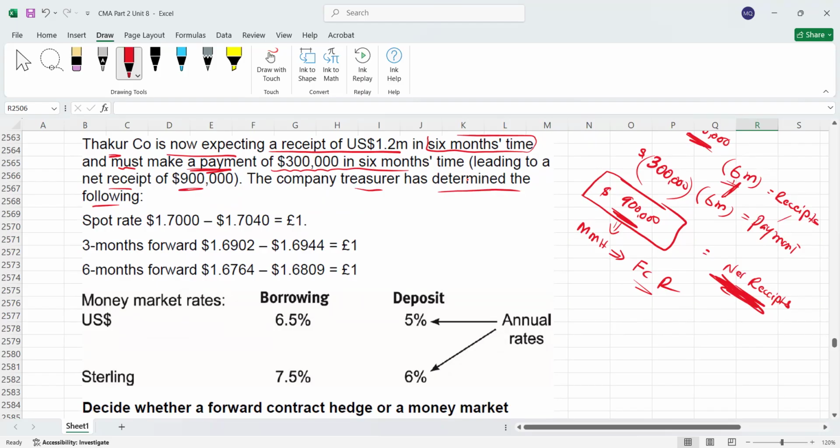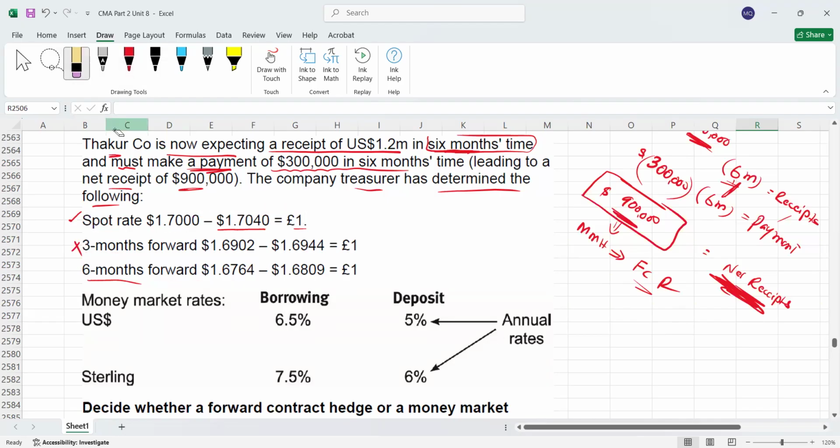So we got a spot rate, which is the current rate, like today's price. So it is dollar 1.7000 to 1.7040 per pound. Then we got 3 months forward rate and we got 6 months forward rate. Please remember 3 month forward rate is not relevant because we are dealing with the 6 month. If I compare the money market hedge with the forward contract, in money market hedge obviously we will use spot rate. And if I want to set up a forward contract, then I'll use this 6 month rate.